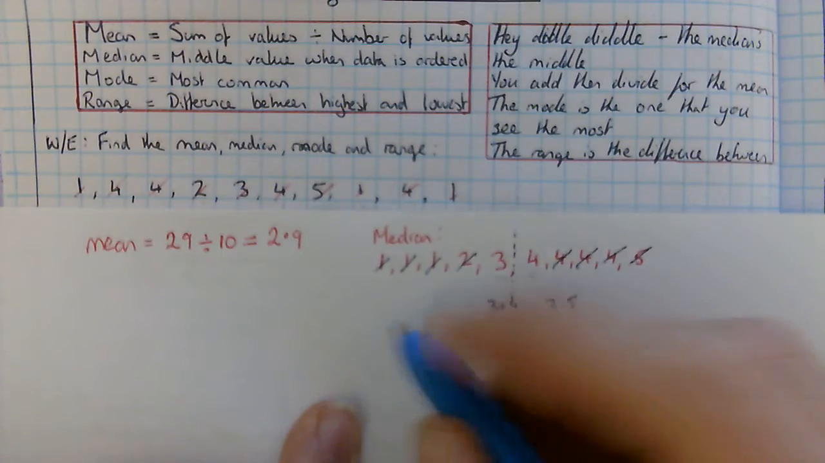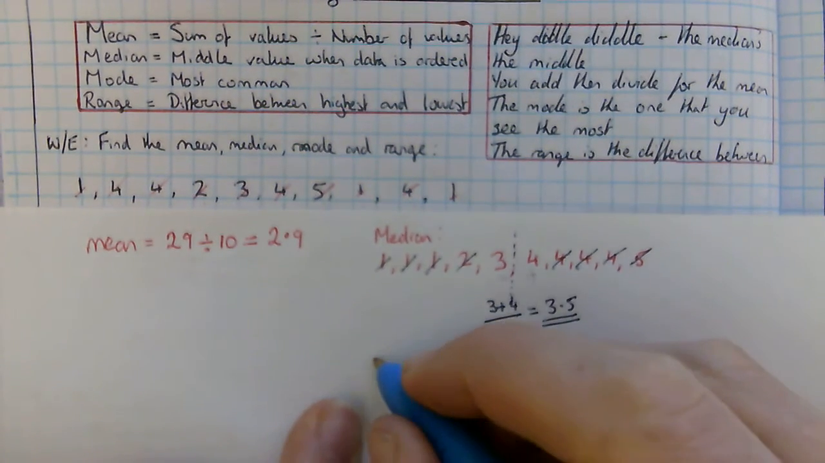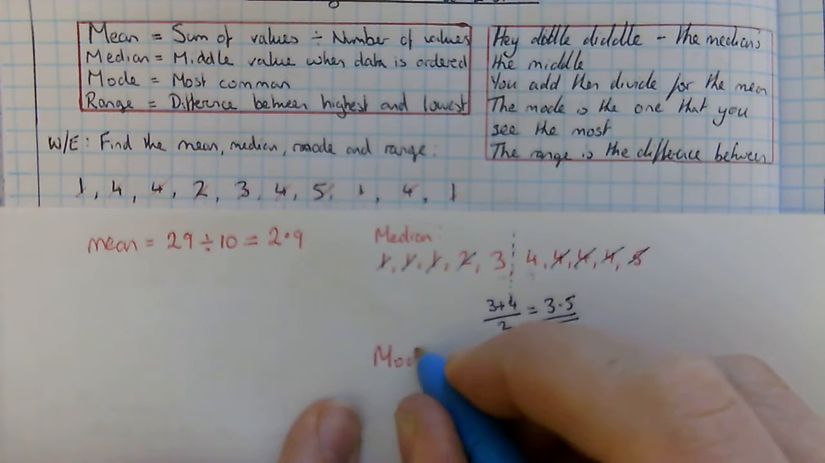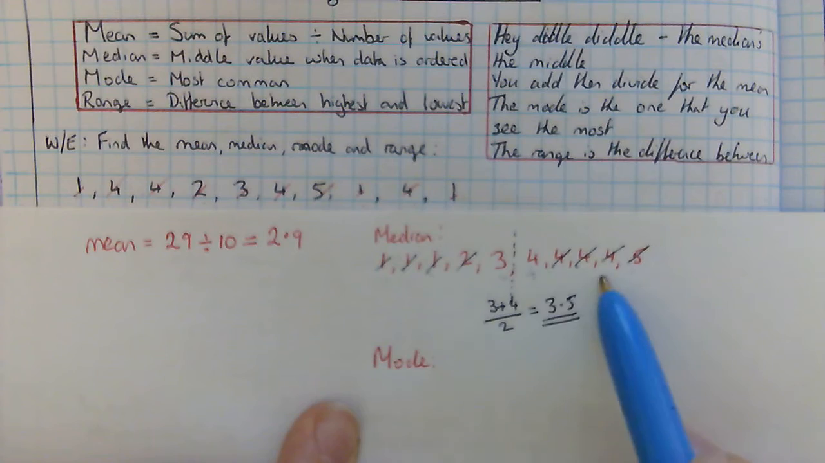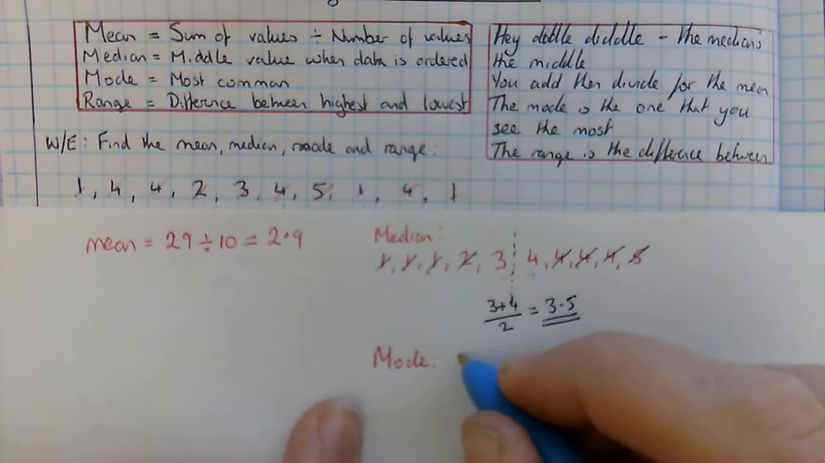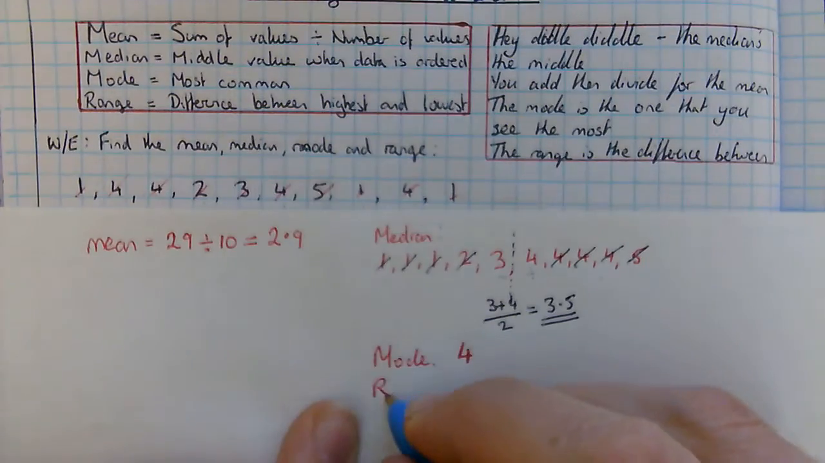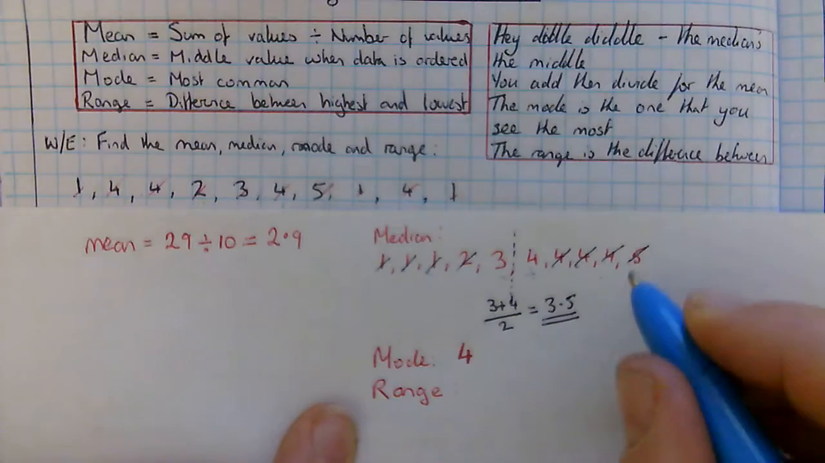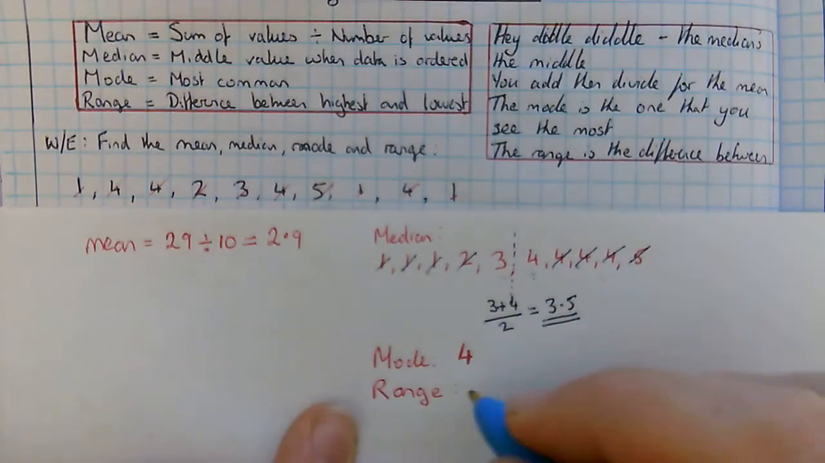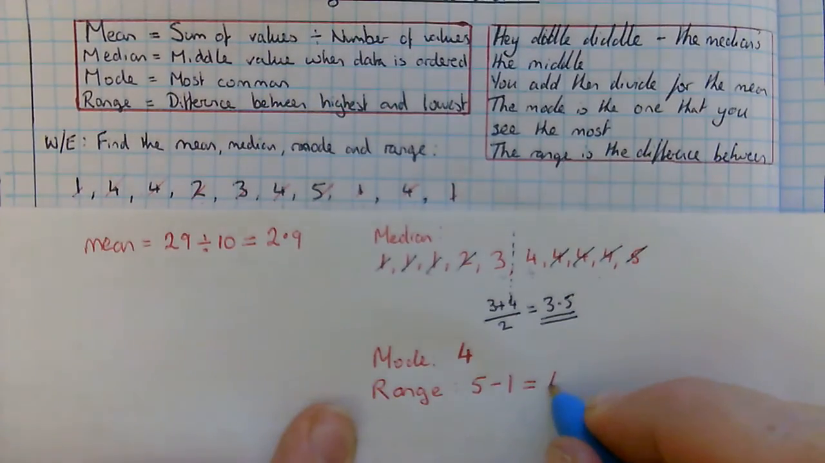The mode is just whichever value occurs most frequently. So the mode, I've got 1 occurs 3 times, 4 occurs 4 times, so the mode is 4. And the range is going to be the biggest number, take away the smallest number. The biggest number was 5, the smallest number was 1, 5 take away 1 gives me a range of 4.